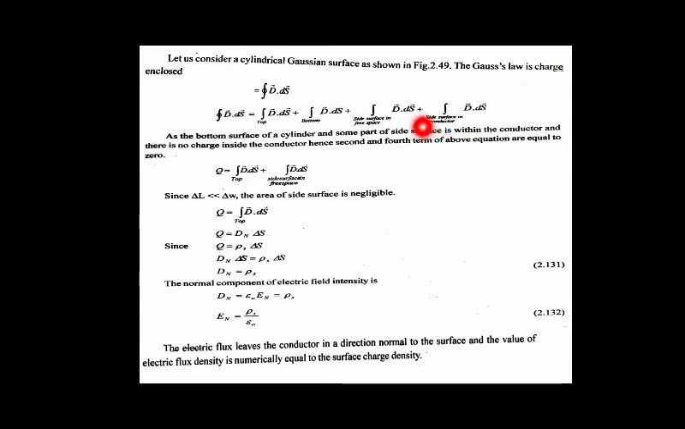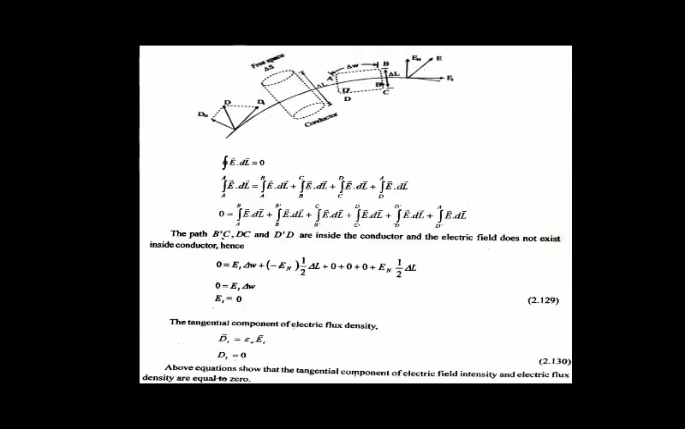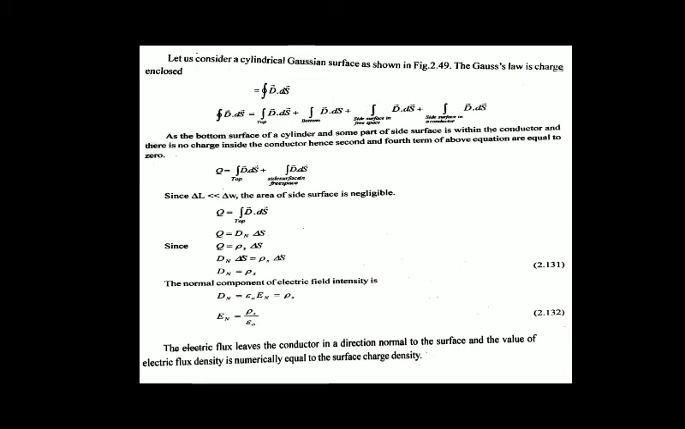So we will consider a cylindrical Gaussian surface. Gauss law says the charge enclosed, basically the total charge inside the surface. So the total charge inside the surface is divided into four portions. The first is the top portion, the second is the bottom portion of the cylinder, the third is the side surface in free space, and the fourth is the side surface in the conductor.